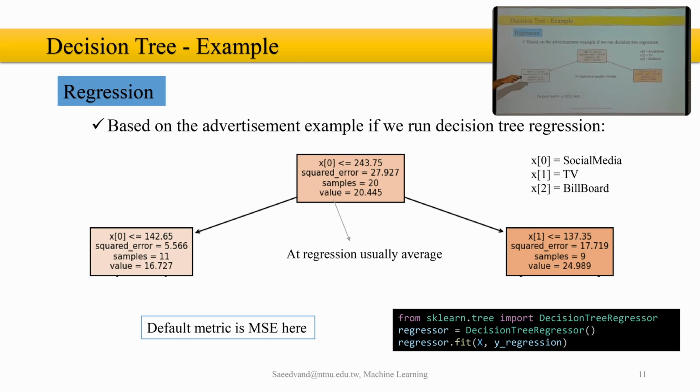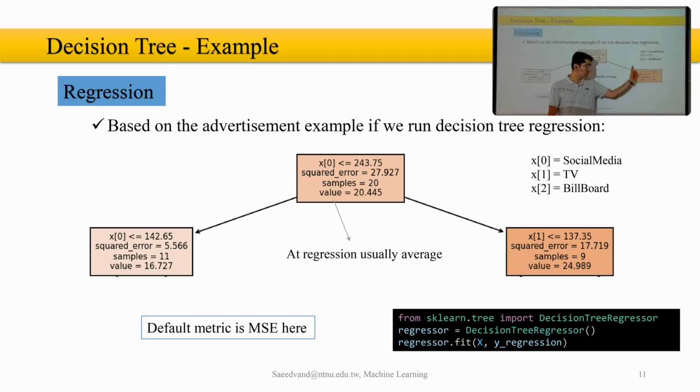It says that among these 20 values, based on social media values, we have the right side and the left side of the data set that I have. So what is the value representing? The value represents the average output of all these nine data that I have here. And on this side, the value represents the average output prediction value of these 11 samples.